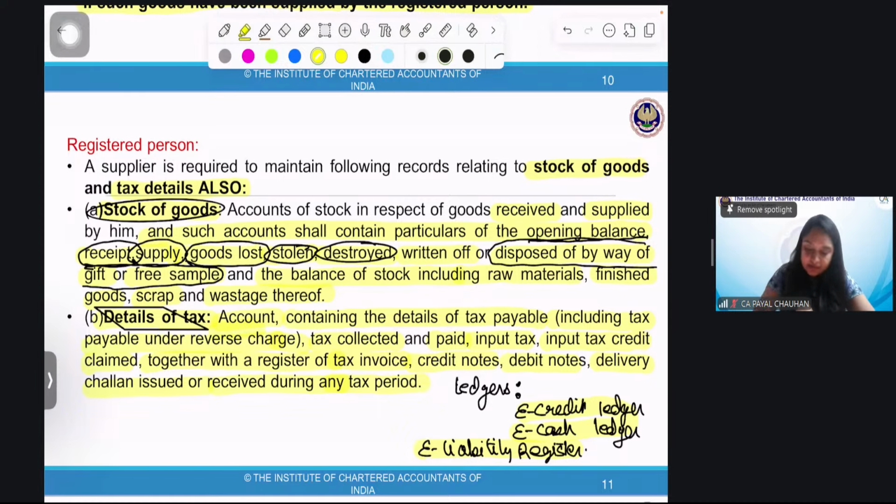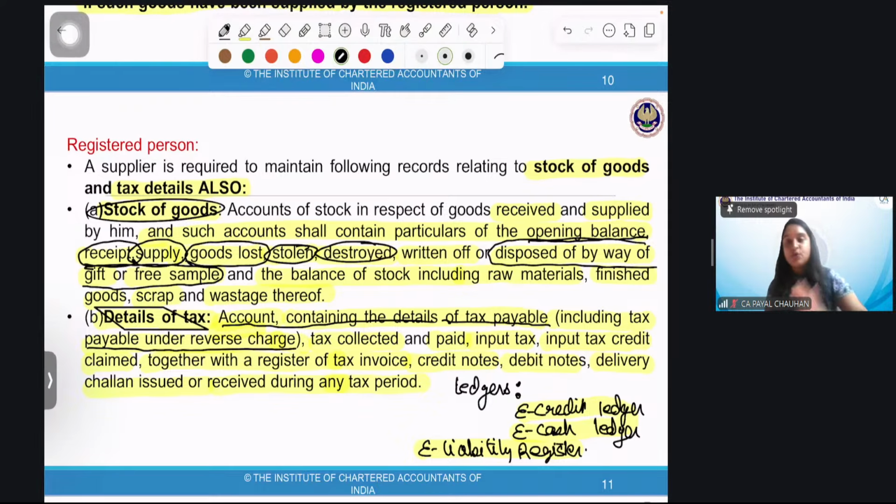Accounts containing the detail of tax payable, including tax under reverse charge. Now the question to you is, in which e-book will I have an entry about tax payable? In which book will I get data that this is my tax liability which I need to pay? Yes, Ashlesha, it will be in the liability register.